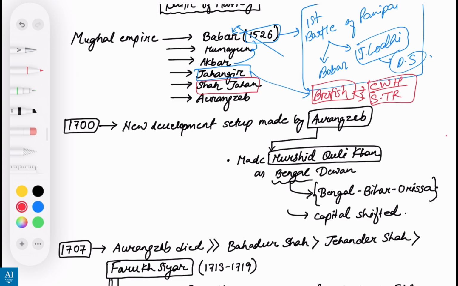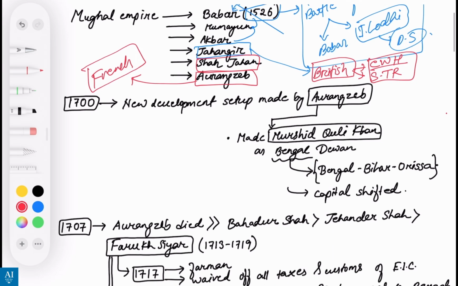Sorry, Shahjahan succeeded Jahangir, and then Aurangzeb succeeded Shahjahan. An important event also took place during Aurangzeb's time: France was given trading rights, similar to the British, by Aurangzeb. We have already seen the events between France, Britain, and other European powers in India in the previous videos. So today we will see about Bengal.